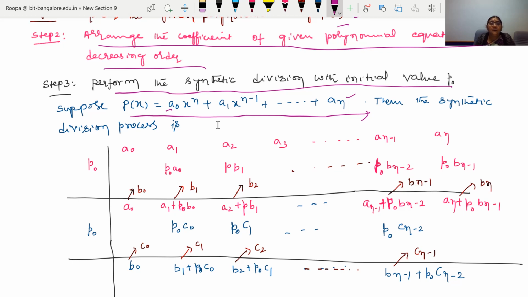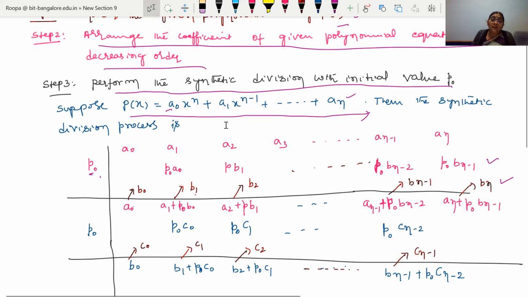The first step of synthetic division: the highest degree coefficient a0 is taken as the new coefficient b0. Multiply b0 with the initial approximation value, and we get p0 times a0. Add these two, and we get a new coefficient b1. Again multiply b1 with p0, and continue until we reach the last one. From that we get the new coefficients b0, b1, b2, b3, etc.